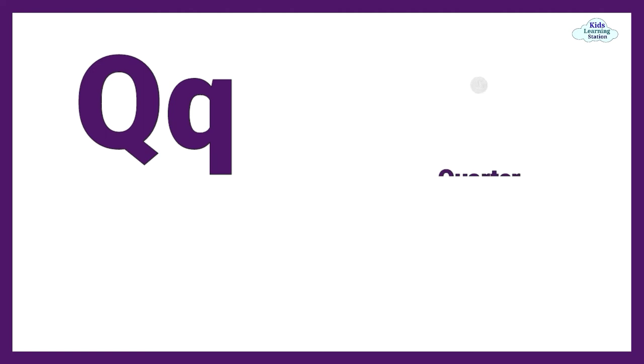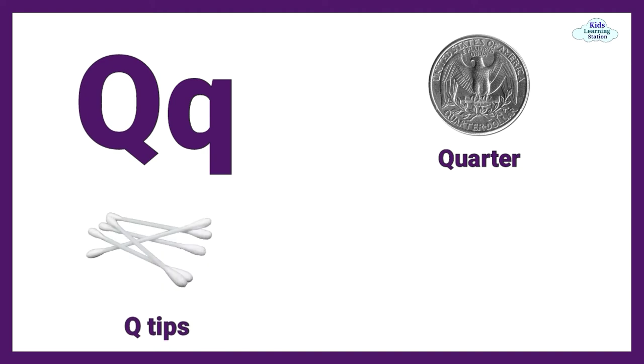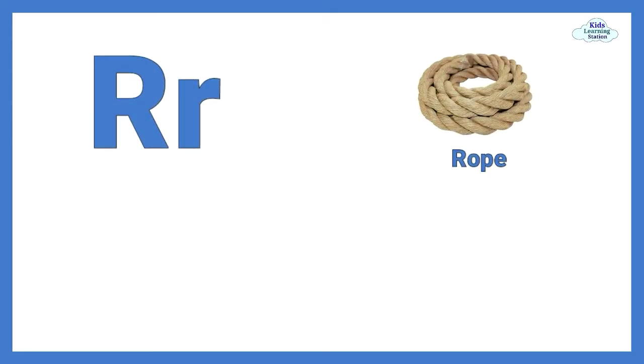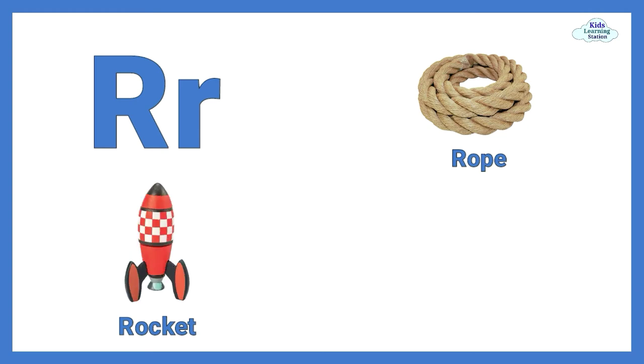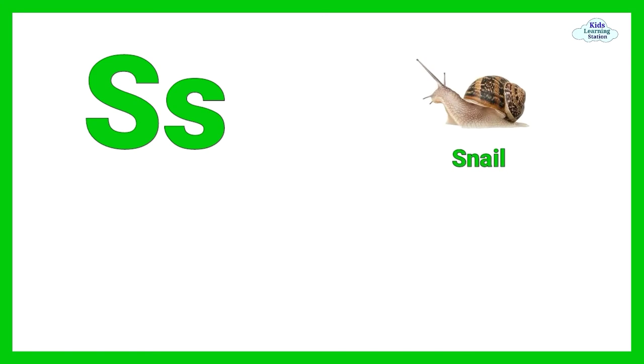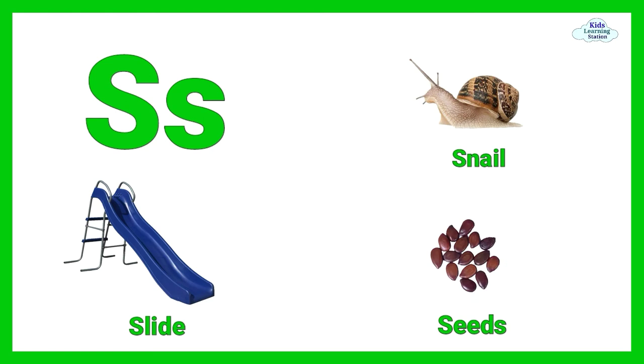Q is for quarter. Q-tips. Quilt. R is for rope. Rocket. Rainbow. S is for snail. Snail. Slide, slide. Seeds, seeds.